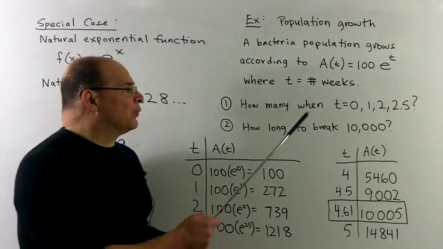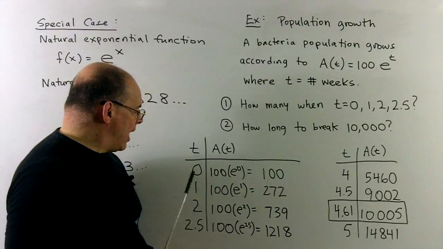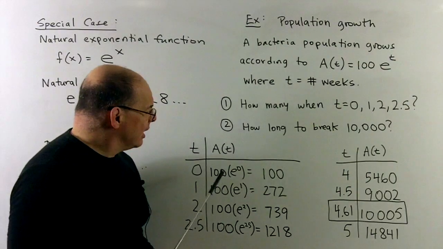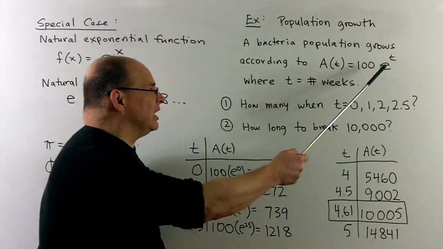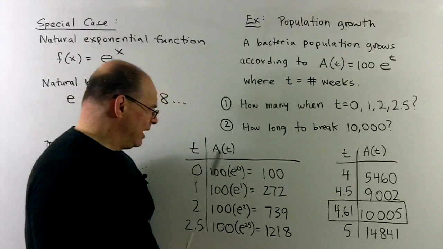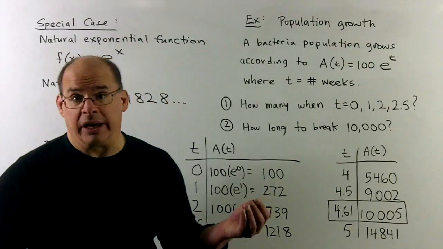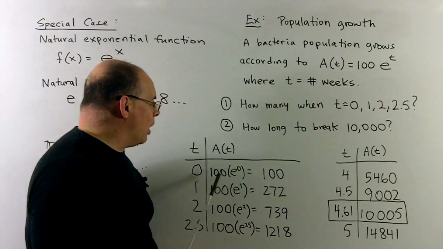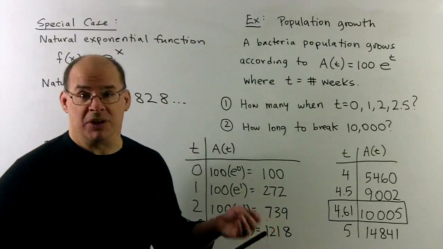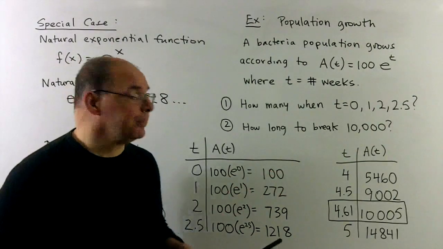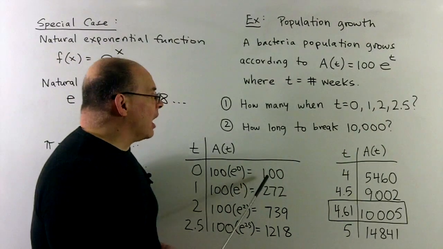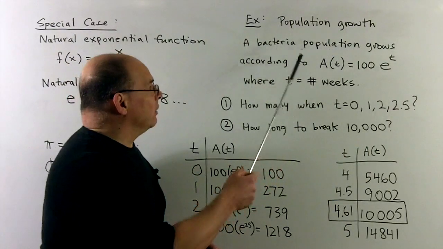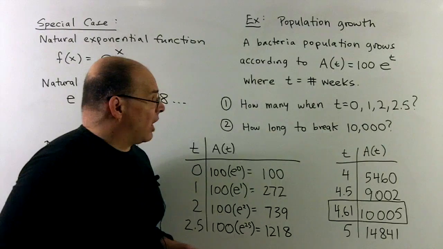So for the first one, we could just set up a table. I'll have for t, our time, 0, 1, 2, 2.5. And then we're just going to substitute each time into our function, evaluate with a calculator. So for 0, we'll put in e to the 0, which is a 1. Anything to a 0 is a 1. Doesn't matter if it's something strange like e. Multiply by 100, we get 100. T equals 0 is where we start, and that agrees with the original population of 100.